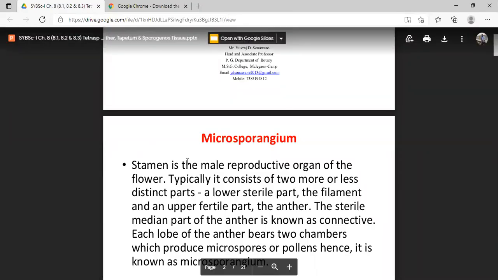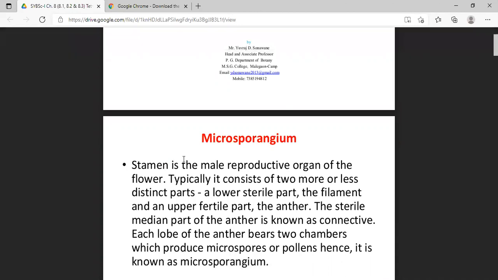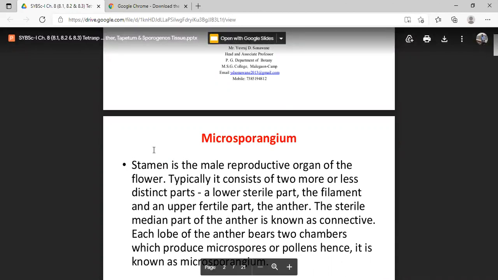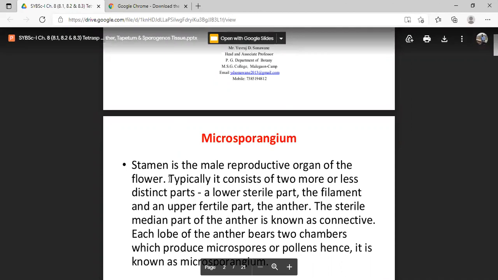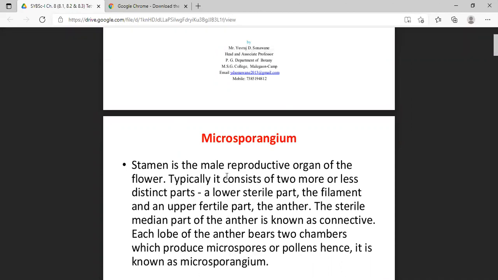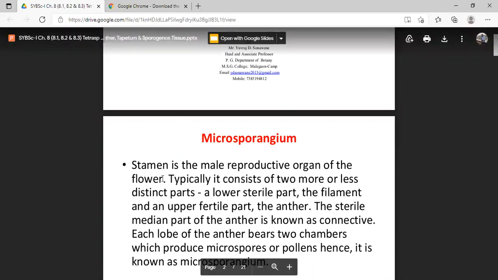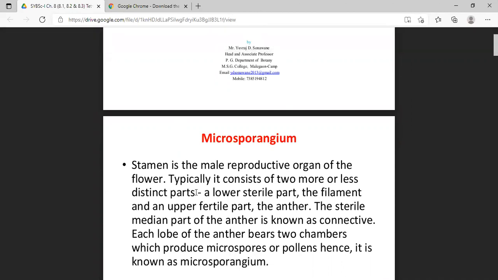The stamen is the part here of the flower. These stamens are responsible for, or represent, the male reproductive organ of the flower. If we see, it consists of two or more parts, depending upon the type of flower.